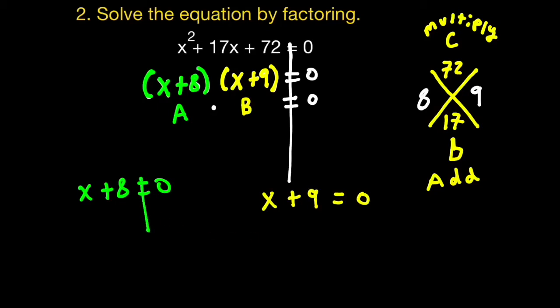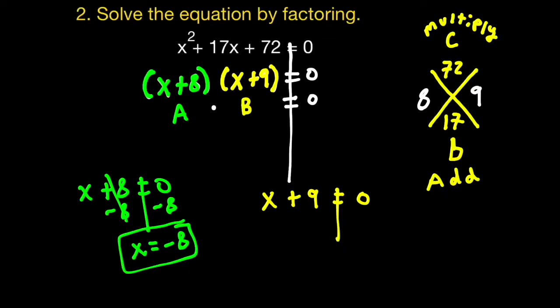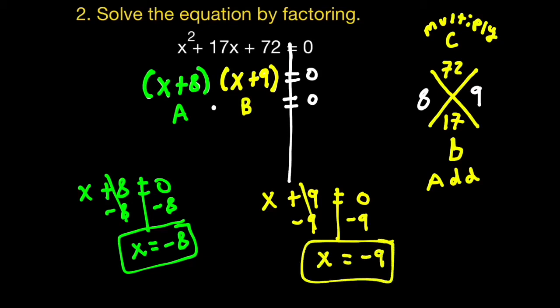So beginning with green, I can isolate x by subtracting 8 from both sides of the equation, and I get that x is equal to negative 8. For yellow, to isolate x, I can subtract 9 from both sides of the equation, and 0 minus 9 is negative 9. So I get that x is equal to negative 9. And this would be my two solutions, negative 8 and negative 9.